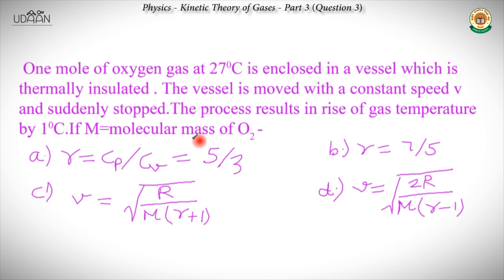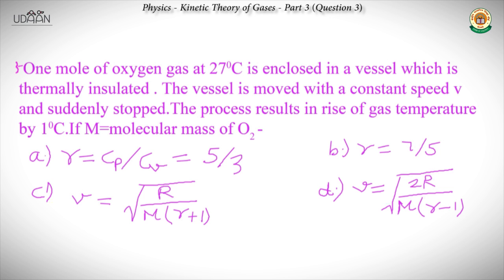Now it's time for us to take up question number 3, which says 1 mole of oxygen gas at 27 degrees centigrade is enclosed in a vessel which is thermally insulated. Now this vessel is moved with a constant speed v and is suddenly stopped. The process results in a rise of gas temperature by 1 degree centigrade. It's given that m is the molecular mass of O2. You have to select the correct options here. There can be more than one correct answer. Prasoon is going to explain how to solve the problem.